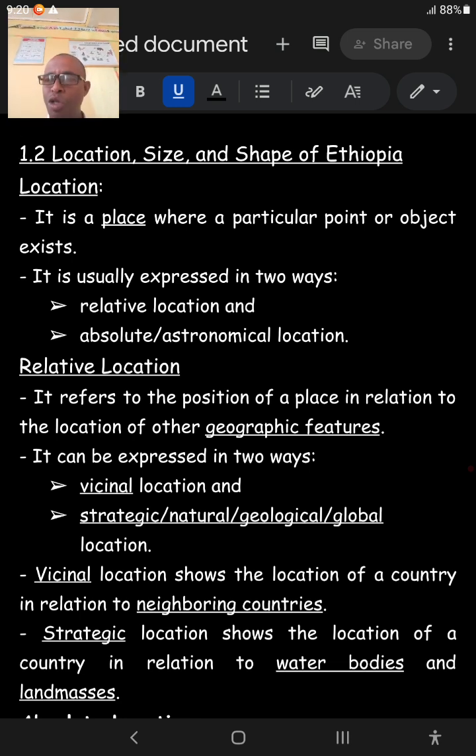As I told you, the total area of Ethiopia is 1,106,000 square kilometers, and the shape of Ethiopia is, on the other hand, compact, more or less circular, which means the distance from north to south and east to west of the country is almost equal, very close to each other. That's why Ethiopia has a compact shape.